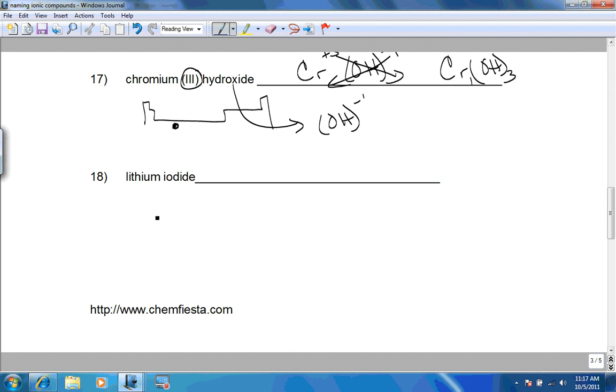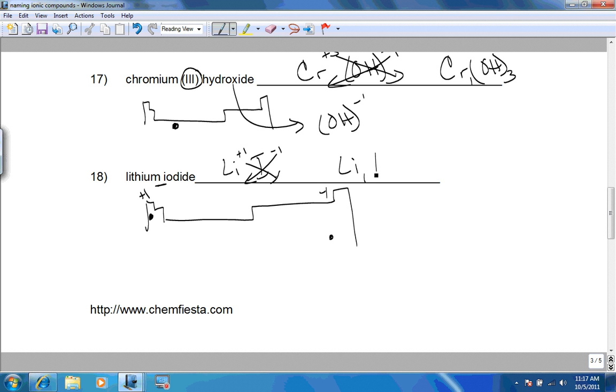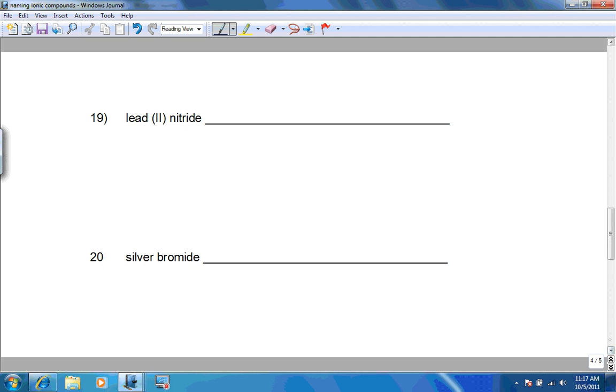Lithium iodide. Notice that they did not give you a Roman numeral this time. There's no Roman numeral in there. That's because lithium is right here, and you can look at the periodic table and say it's a +1 charge. Iodide is over here, and it's a -1 charge. So lithium is a +1, iodide is a -1. We're going to crisscross it and it becomes Li1 I1, or Li, big I. Almost done.